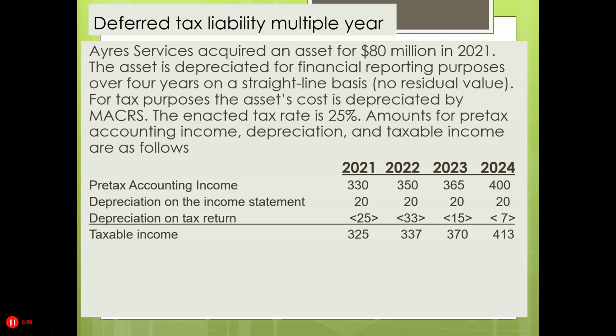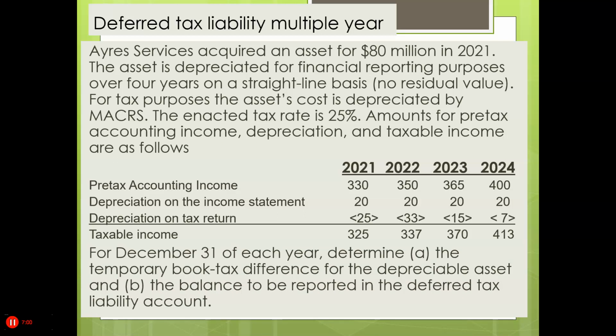The amounts for pre-tax accounting income, depreciation, and taxable income are as follows. Pre-tax accounting income is shown, and then we show the depreciation on the income statement and the depreciation on the tax return, and the difference is going to be our taxable income. For December 31st of each year, determine A, the temporary book tax difference for the depreciable asset, and B, the balance to be reported in the deferred tax liability account.